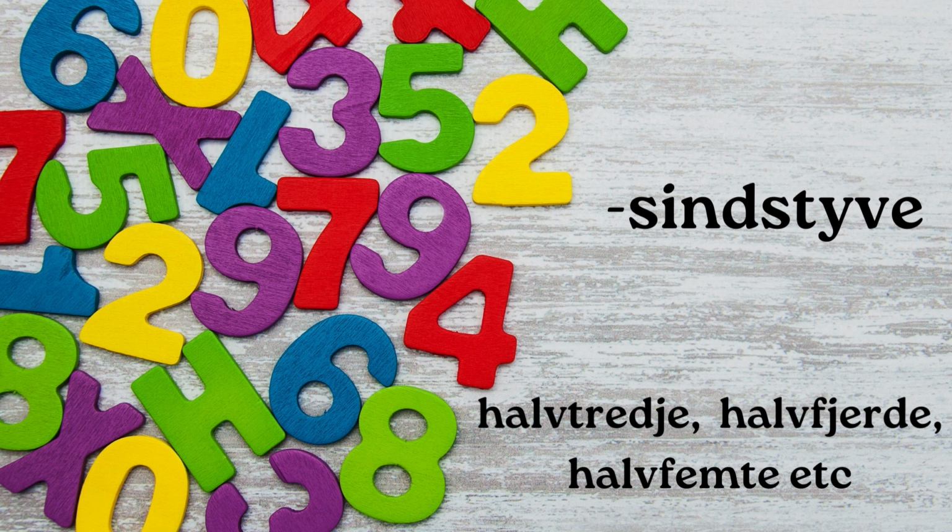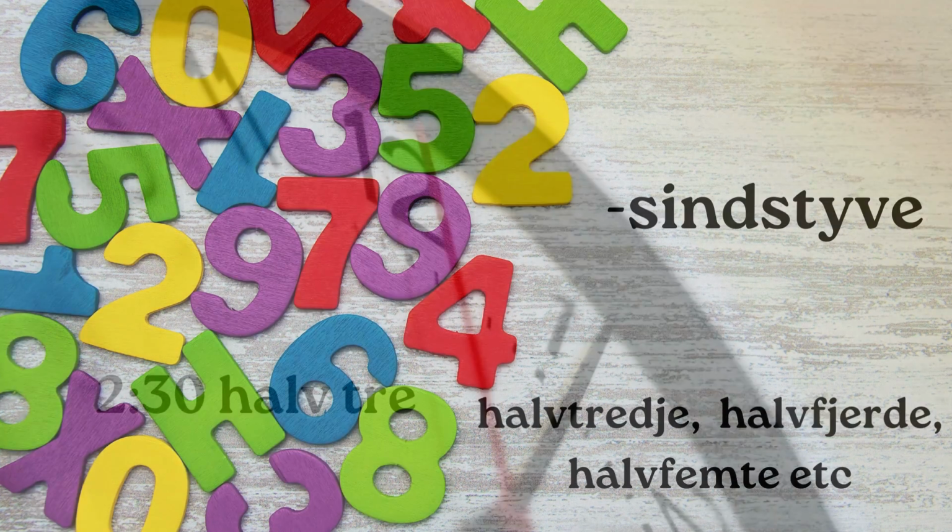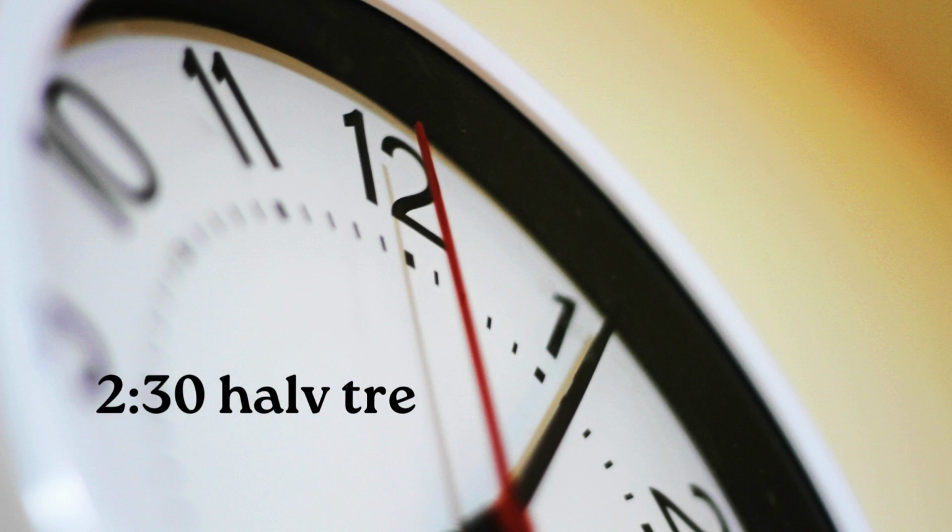So in accordance with this, hel tredje would mean 3 minus half, so 2.5. Hel fjärde would mean 4 minus half, so 3.5. This has been somehow preserved, but in a very specific context with telling time. For example, in Danish and in German, for 2:30, you would say hel tre or halb drei.